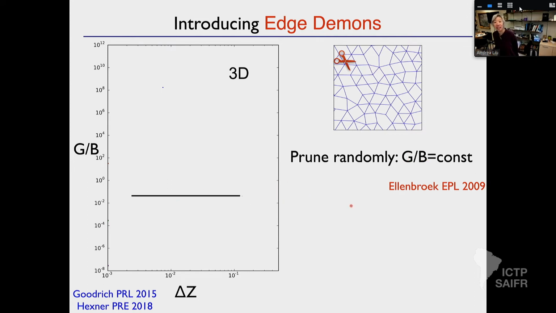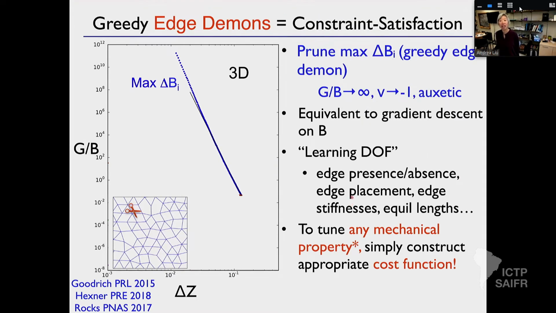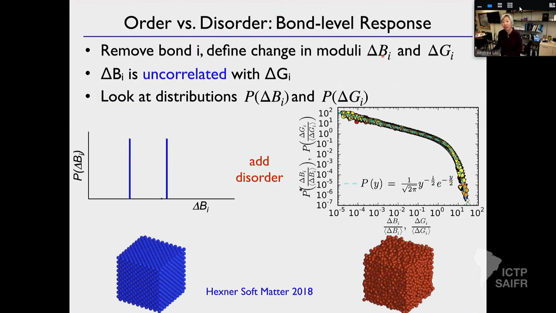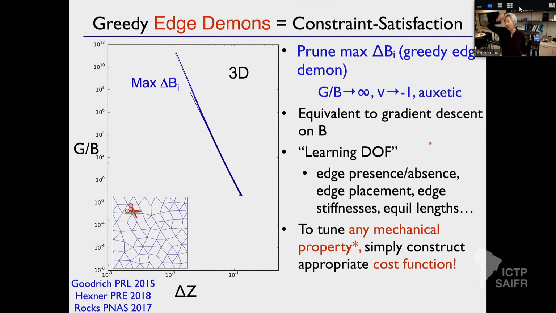So then we thought, well, let's have fun. Let's selectively prune the bond that changes the bulk modulus the most. If we do that, for the bulk modulus, we're removing something at the top edge of the distribution. But for the shear modulus, the change in the shear modulus is totally uncorrelated with the change in the bulk modulus. So it's as if I'm removing a bond at random, as if I'm removing something from the mean. So the drop in the bulk modulus is going to be bigger than the drop in the shear modulus. And if I just do this over and over again, always choosing the bond that changes the bulk modulus the most, the ratio of the shear to bulk modulus shoots up incredibly rapidly.